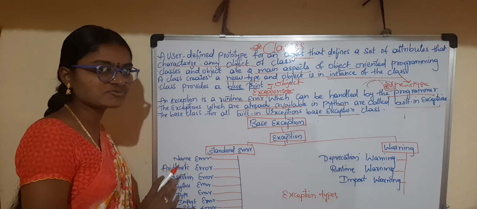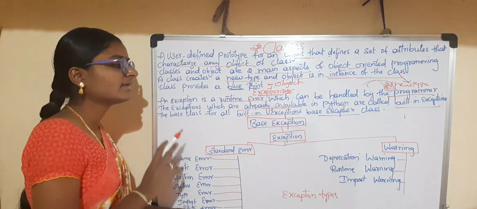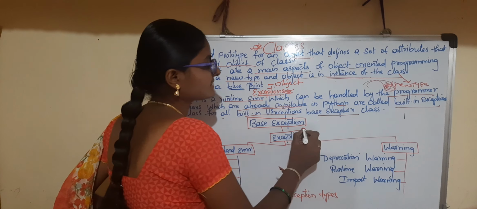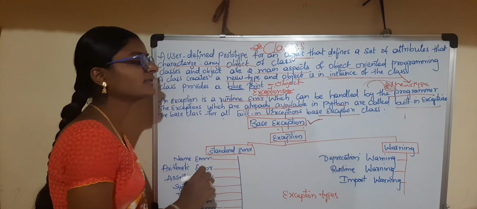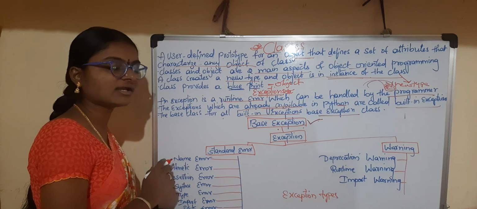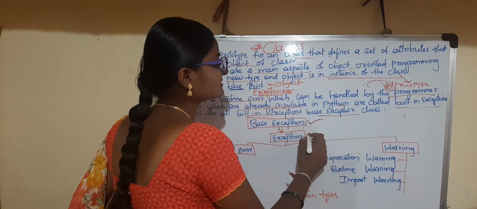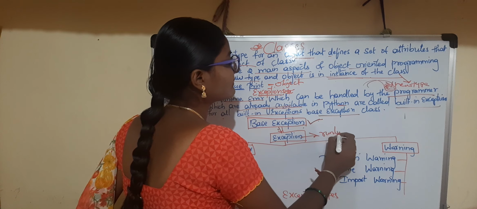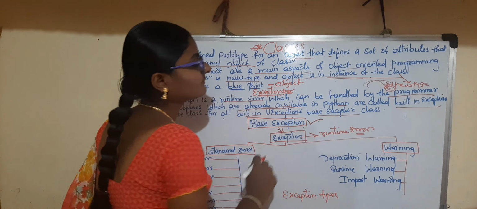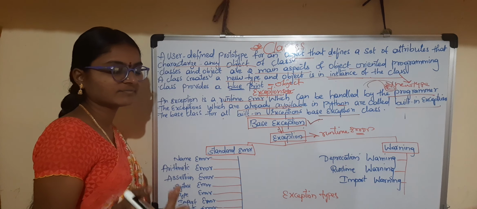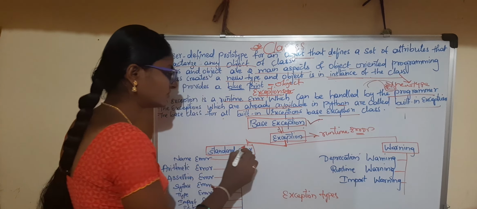Now we will see the types of exceptions and how many there are. Now we will see BaseException. BaseException is the first point. It is one of the exceptions in our Python and IoT. It is divided into Exception. Exception is nothing but a runtime error, and it occurs while we are executing a program. This exception is divided into two types.